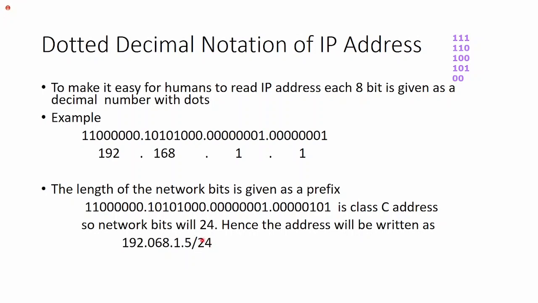Okay. Is it clear? So if you see a number like this with /24, that is giving you an indication that 24 bits are used for network, right? So 24 bits means 3 decimal numbers, because we are using 8 bits for 1 decimal number. So this part will be the network part, and only this final number will be giving you the host ID. Okay, is it clear?